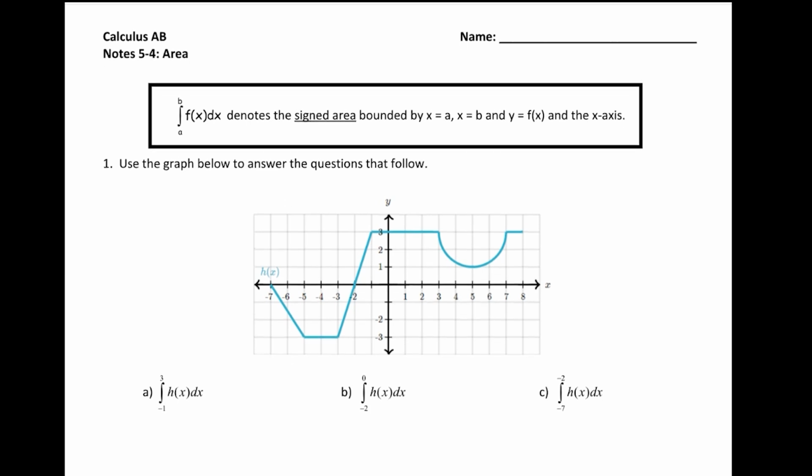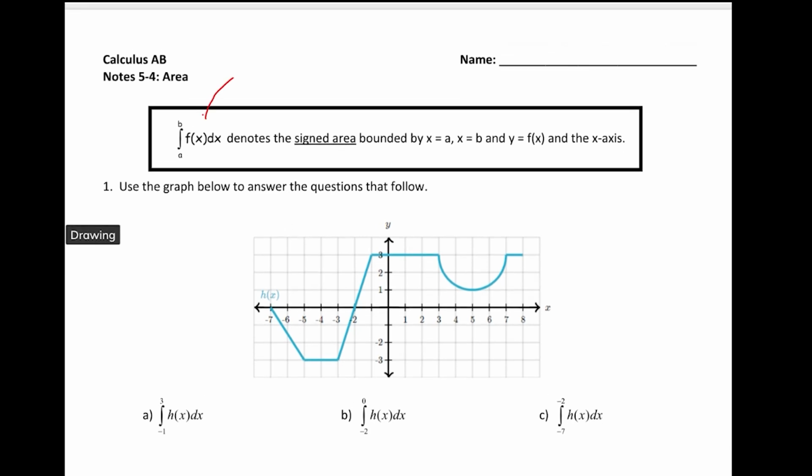So this little object right here looks like a regular old integral, but notice how there's an a and a b above and below the integral symbol. When you see those two numbers there, or sometimes they'll even be variables, that's an indication that instead of an indefinite integral, we have a definite integral. And a definite integral is defined as the signed area bounded by the curve and the x-axis.